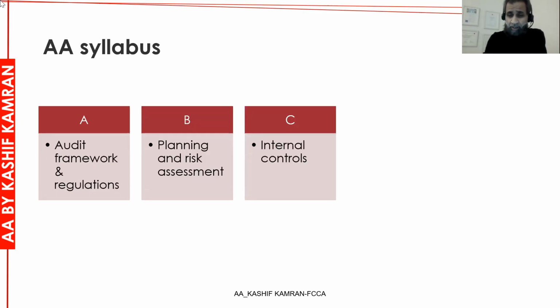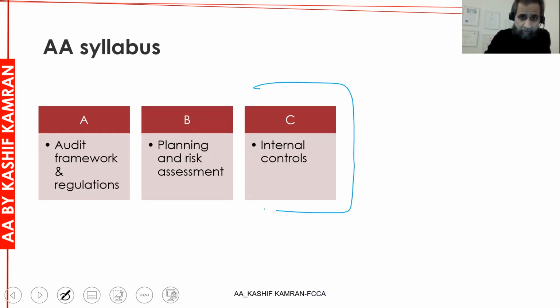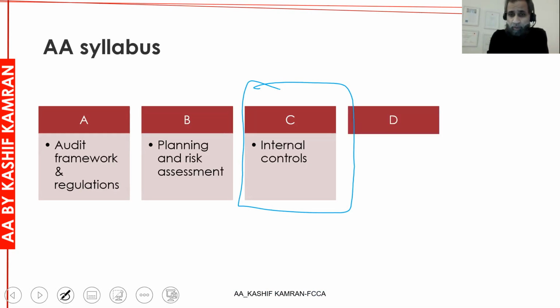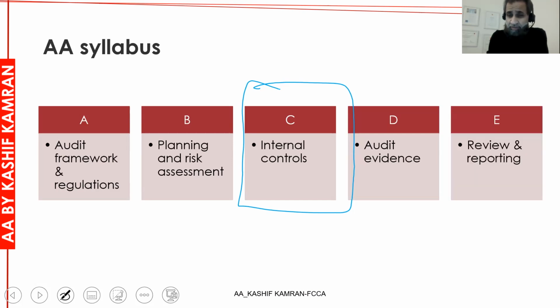Today in the 17th lecture, the very first one for syllabus area C, we will be starting with the topic internal controls. The focus from today onwards, and for the next many lectures, will be on internal controls. After syllabus area C gets over, we will be covering syllabus area D, which is audit evidence, and then E, which is review and reporting.